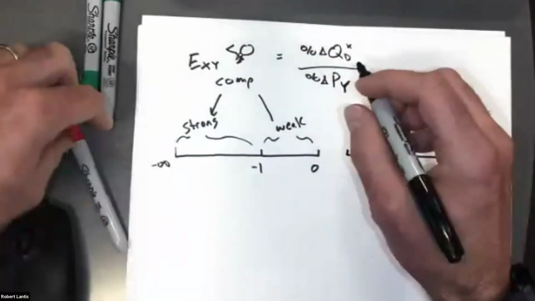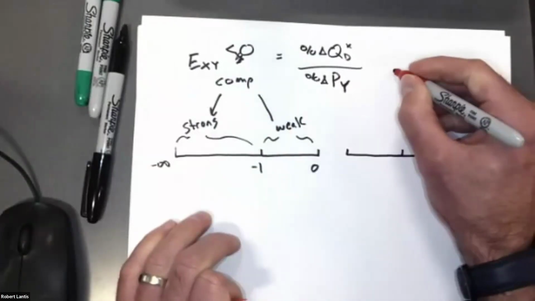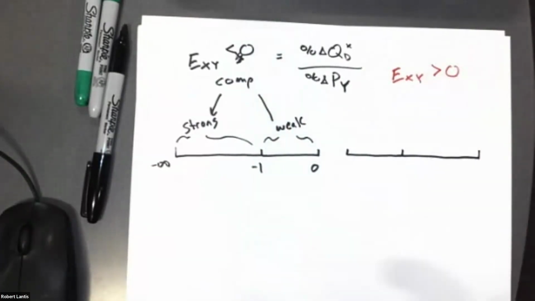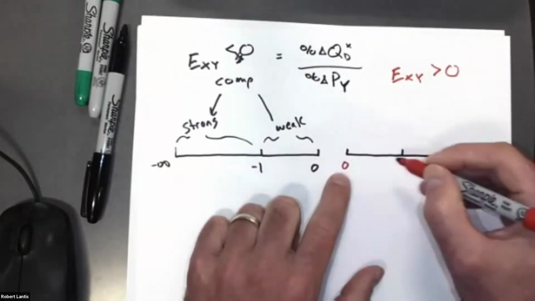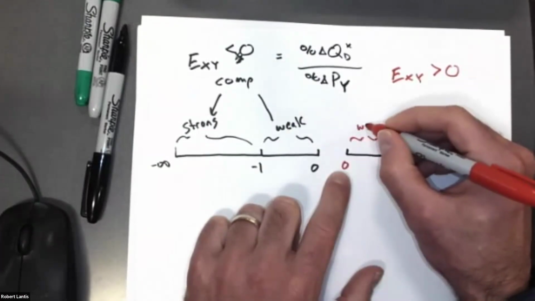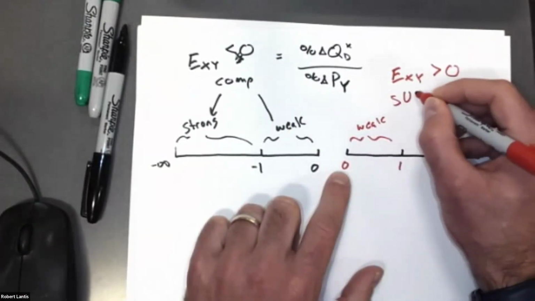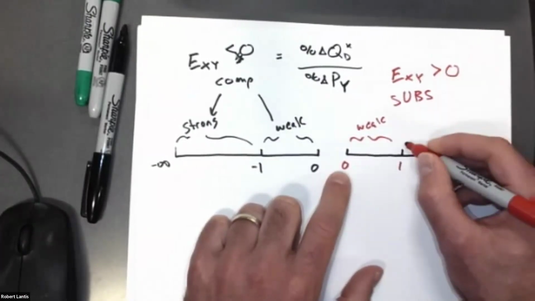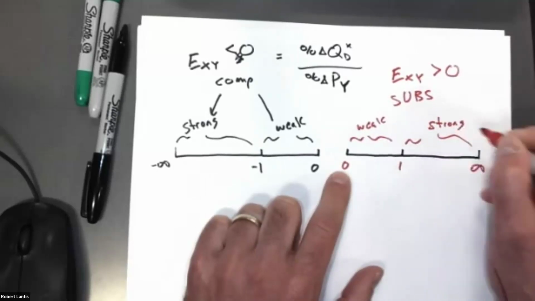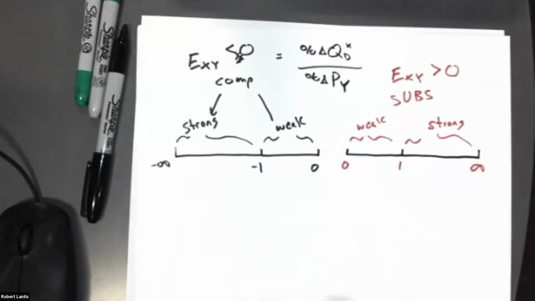And then on the other side, if my cross price elasticity of demand is greater than 0, I'd have similar ranges. 0 to 1, it would be inelastic or a very weak substitute. And then 1 to infinity, I could think about these as strong substitutes.